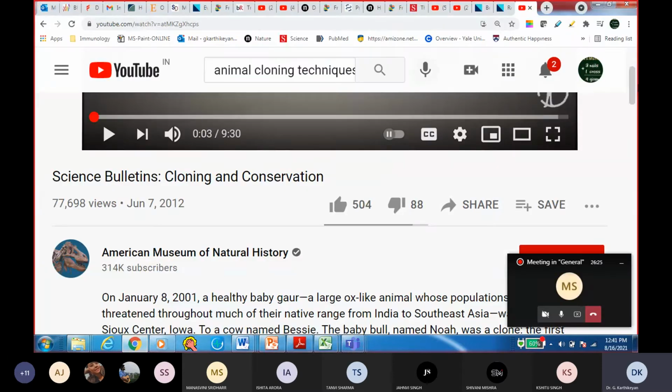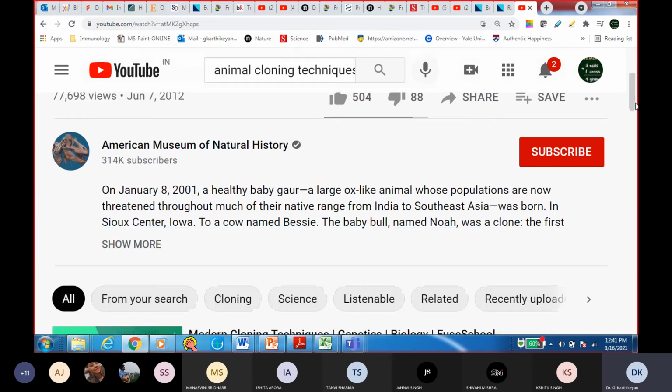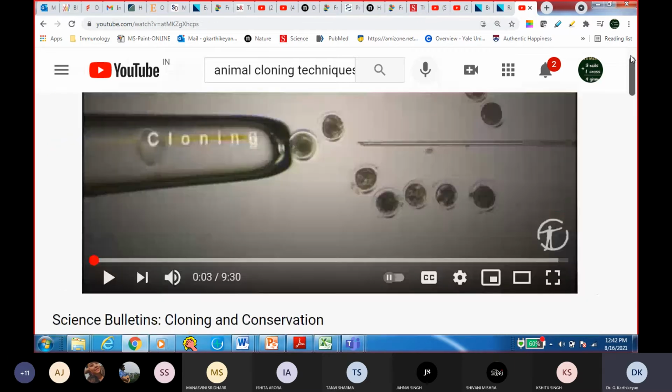So this talks about how on Jan 8, 2001, a healthy baby gaur, a large ox-like animal whose populations are now threatened throughout much of their native range from India to Southeast Asia, was born in Iowa. It was born to a surrogate mother named Bessie, and the baby bull, which was named Noah, was the first clone of an endangered animal. Okay, so we'll just see that short video.